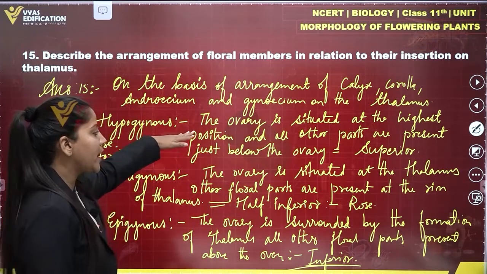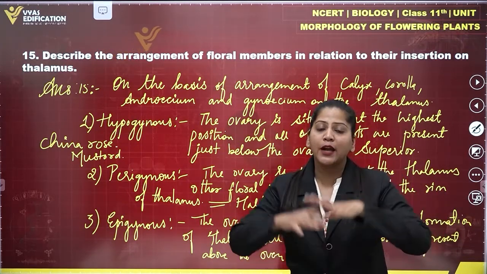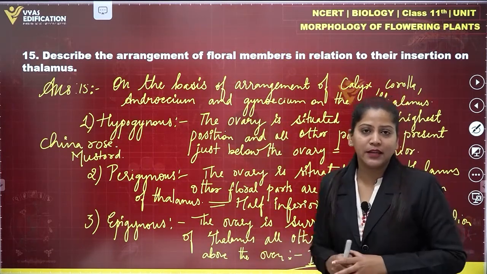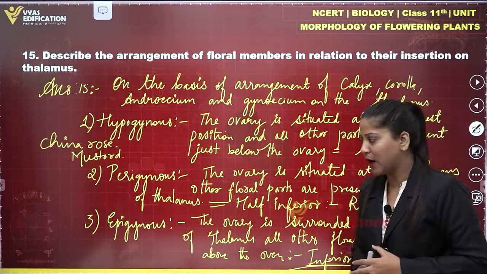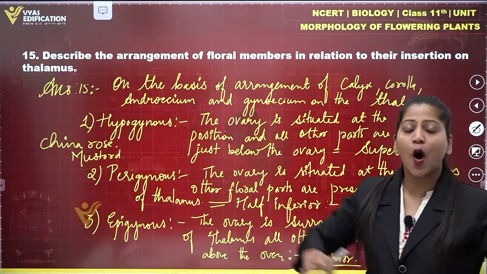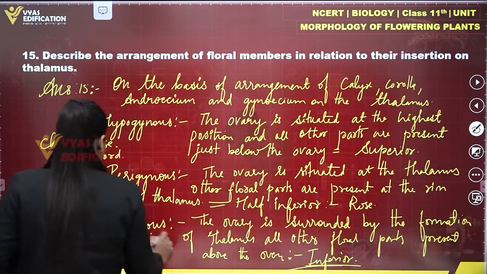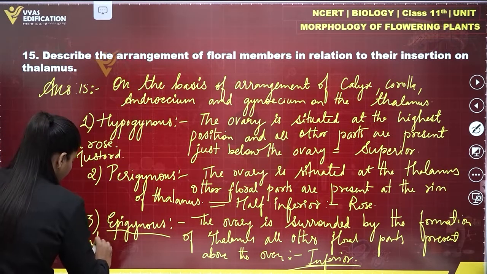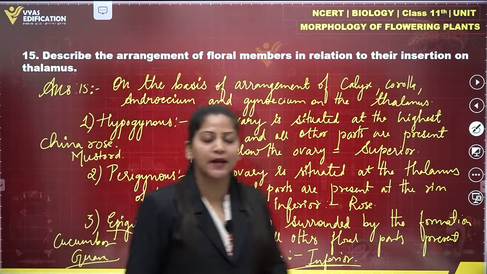Right? In the hypogynous condition, ovary is said to be superior because it is present at the highest position and all other floral parts are present just below it. Then in perigynous condition, the ovary is said to be half inferior, and in the last condition of a flower, that is epigynous condition, the ovary is said to be inferior because all other floral parts are present above it. In this case, epigynous condition, we have examples such as cucumber and guava. All these are the examples of epigynous flowers.